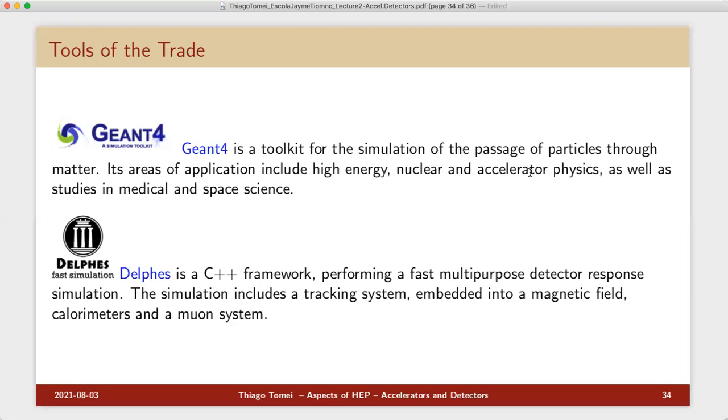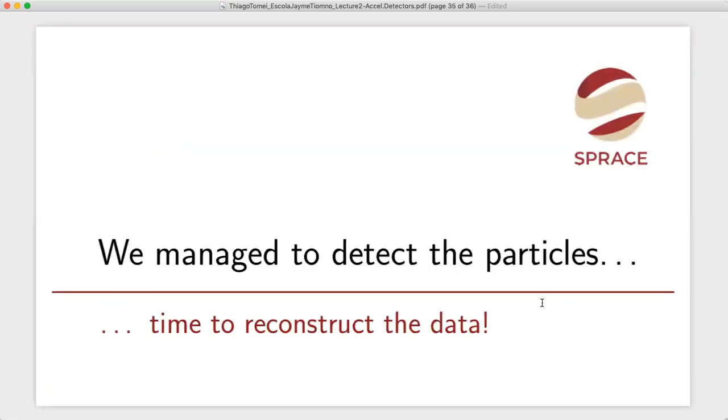And with this, I finish my lecture. Thank you very much. Next lecture, now that we have detected the particles, we have to actually reconstruct the data, interpret the signals that our detectors give us, and try to make some physics out of it. Thank you very much.